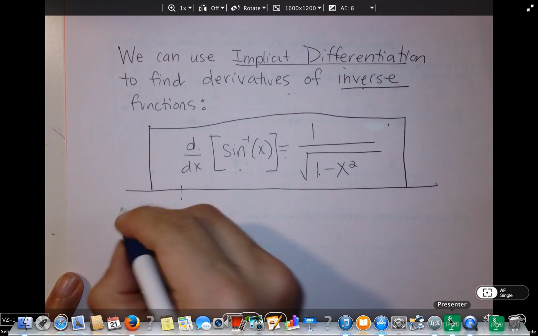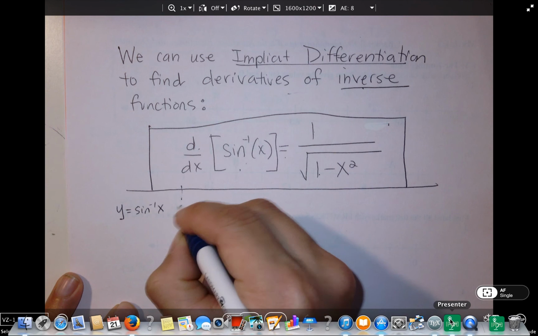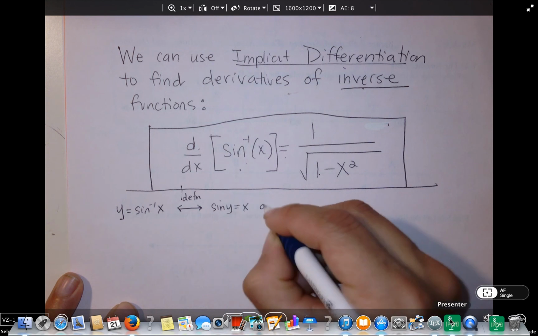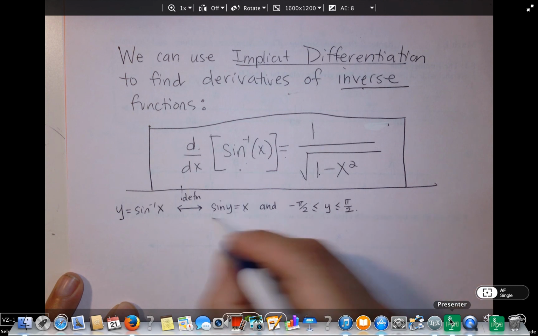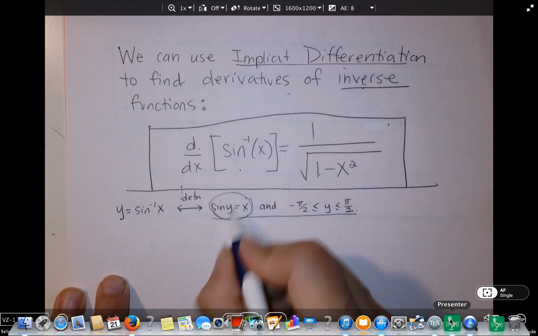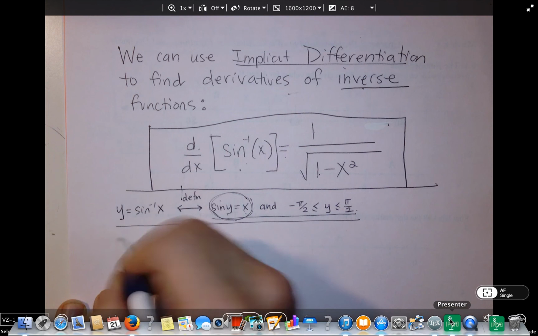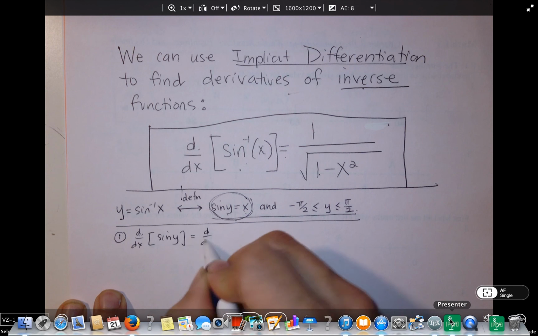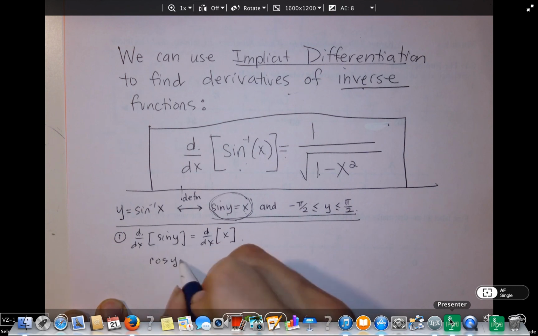Remember that y is equal to arcsine of x if and only if, so this is like a definition, sine of y is equal to x and y is between these two angles. Okay, so I'm going to use this formulation here. I'm going to work from here, and I'm going to apply implicit differentiation to find the derivative of y with respect to x. So this gives me cosine of y times y prime is equal to 1.